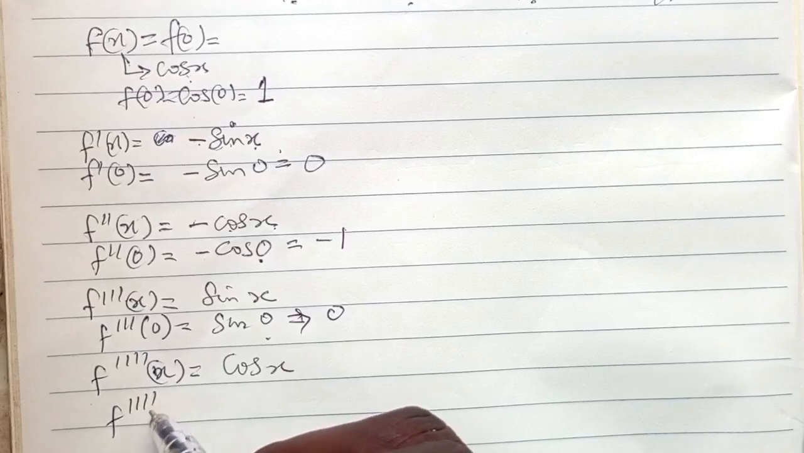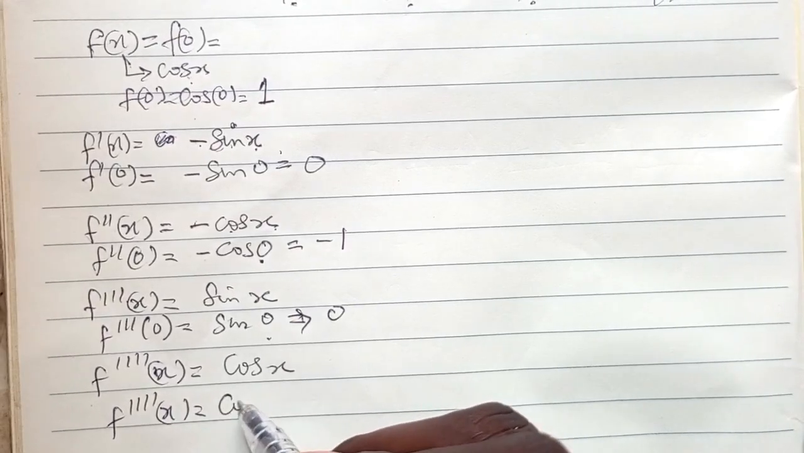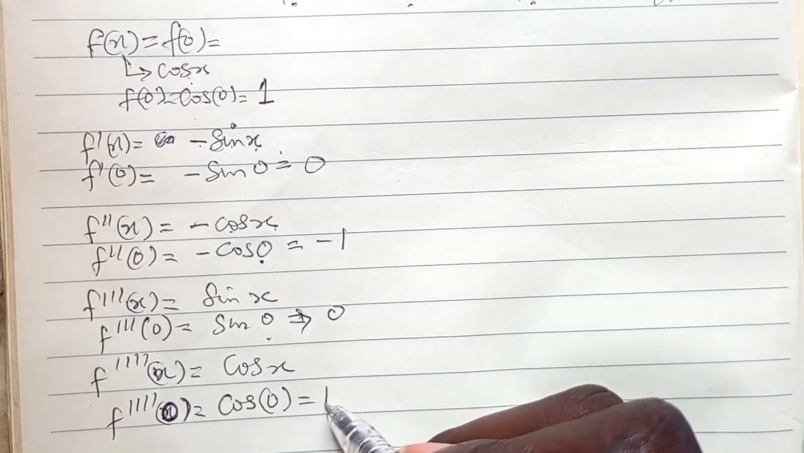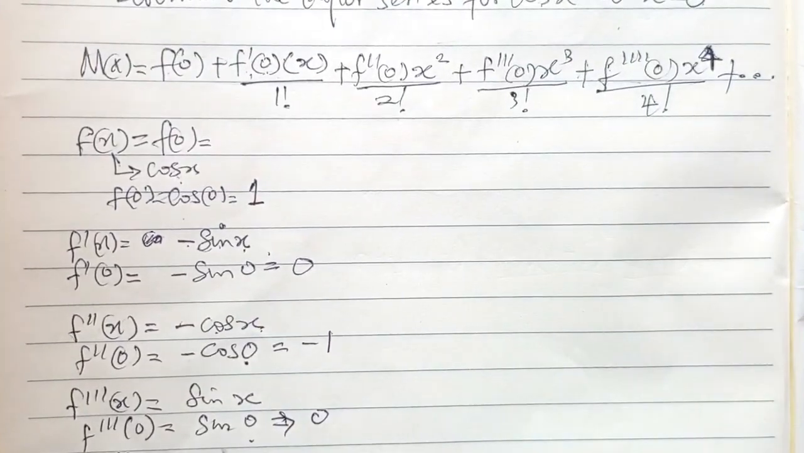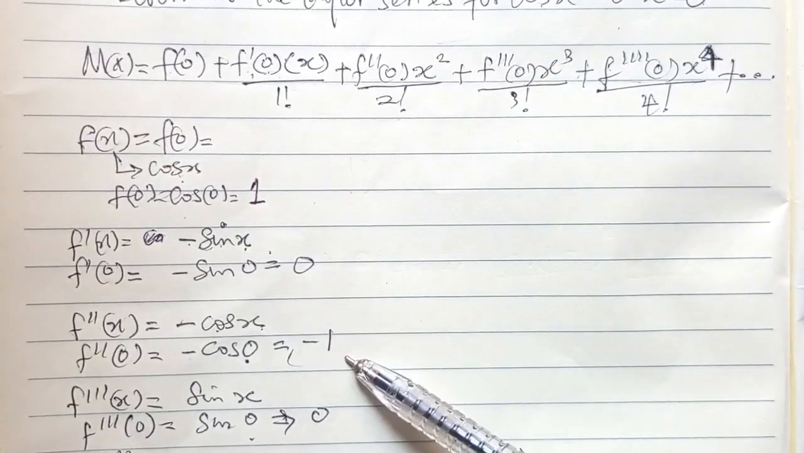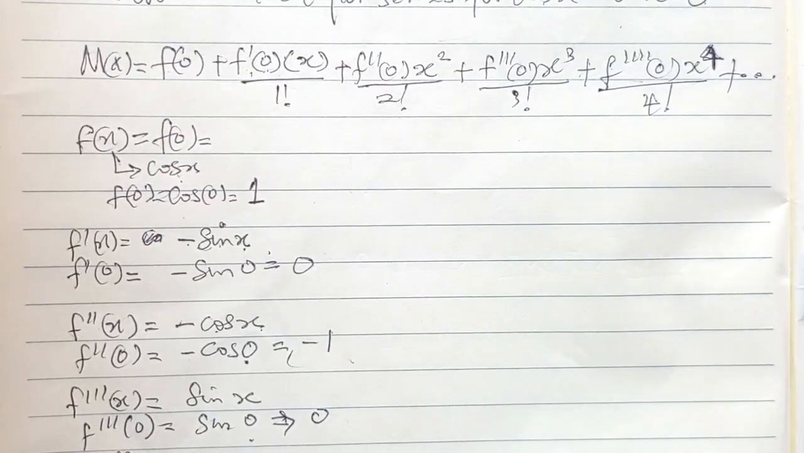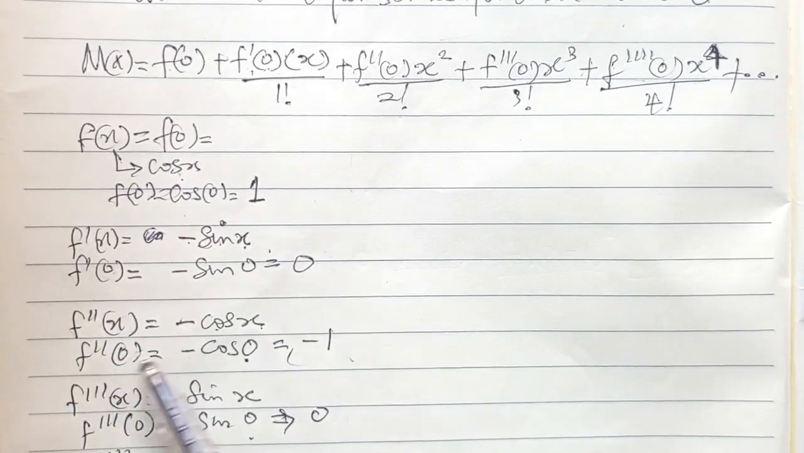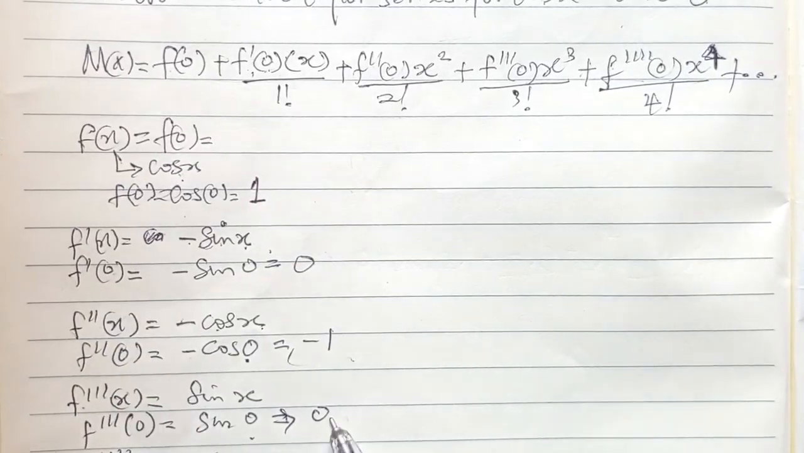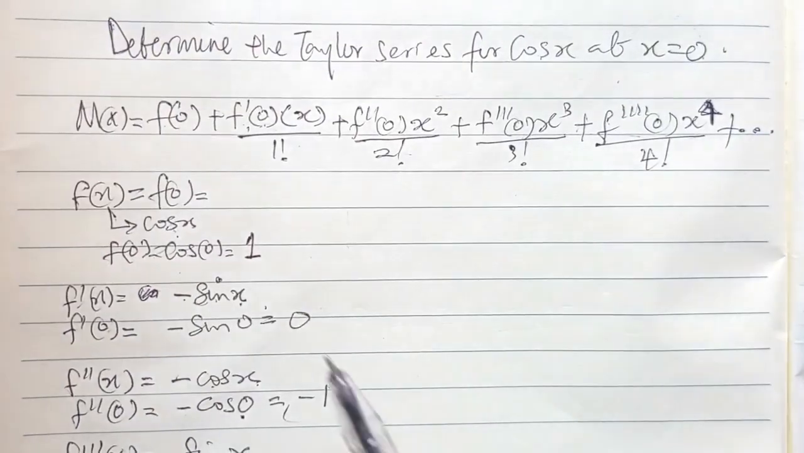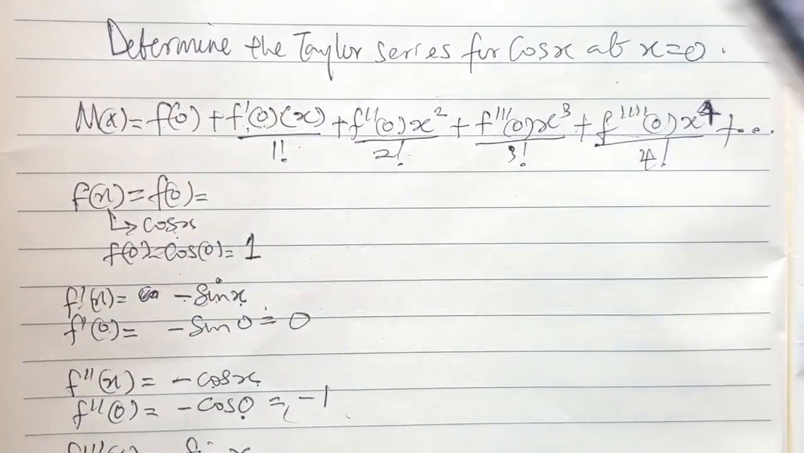is f prime prime prime prime, 4 times of cos. This one will be 0 now. So cos 0 is 1. So you notice something: at the first time you have 1, then you have 0, minus 1, 0, 1. So it's alternating. So at the point where you have f prime of 0, it is 0. When you have f prime prime prime of 0, it is also 0. So just take note of that fact. So you can easily simplify this thing. You'll not be writing too much.